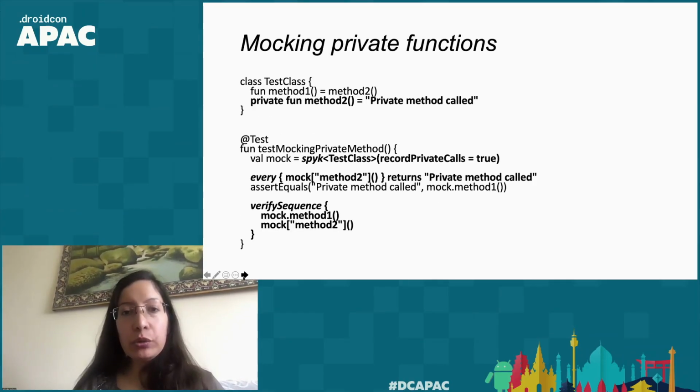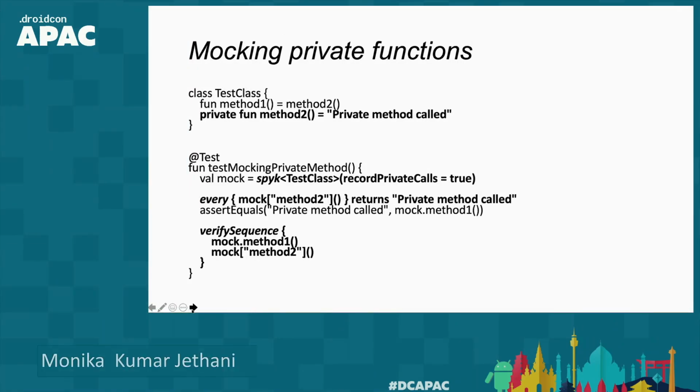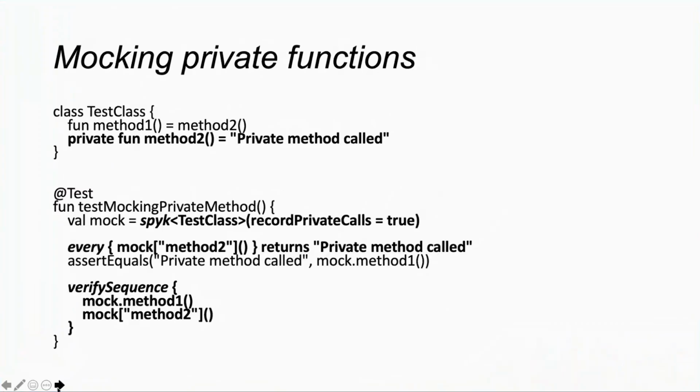Now moving on to mocking private functions. It is possible in MockK using a dynamic call. Here you can see that there's a private function, method two. When I'm testing this class, I make a spy of that class, and then using MockK dynamic call, I use the method name within square brackets, and then I specify what mock result I want.